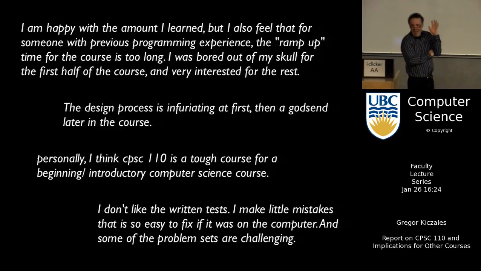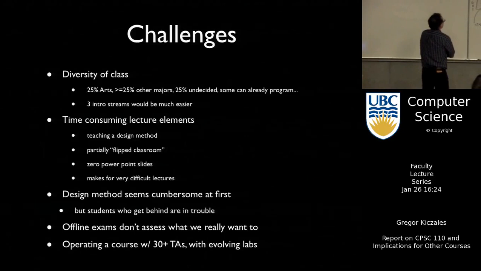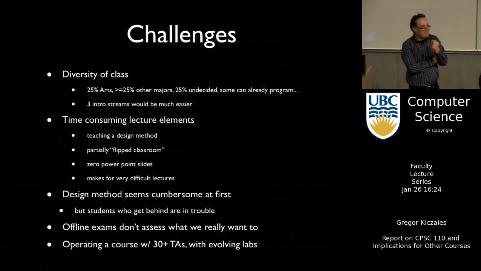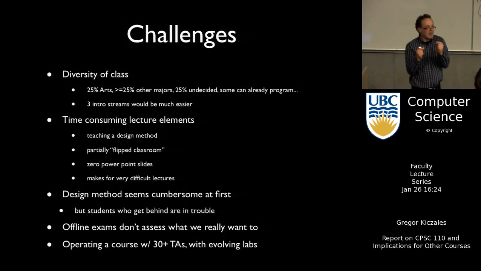So let me talk about these challenges. Diversity of the class is a huge structural challenge. It also makes it quite interesting, but it's a challenge. 25% are arts, and a lot of those people don't have Math 12. So the simplicity of mathematical examples, we can't rely on that.